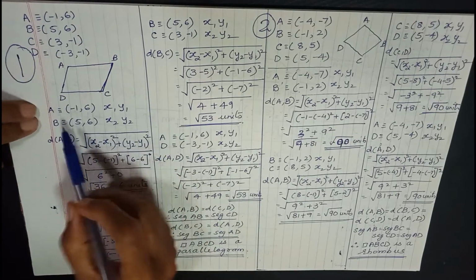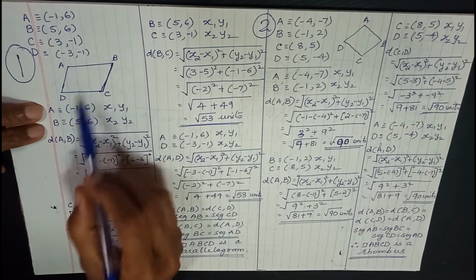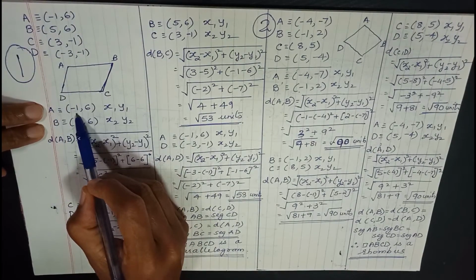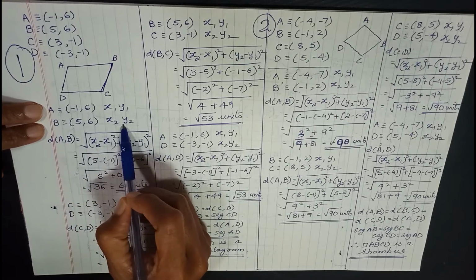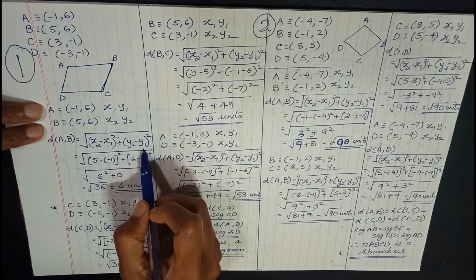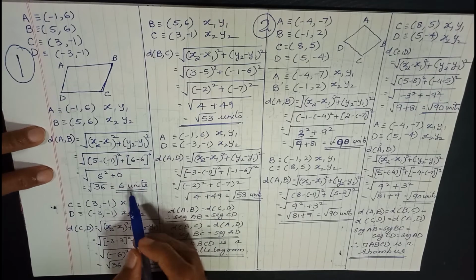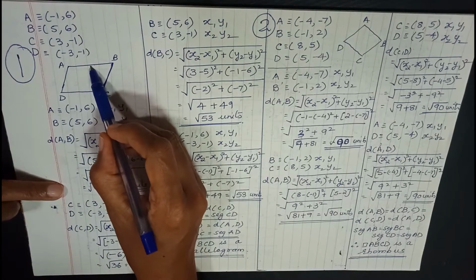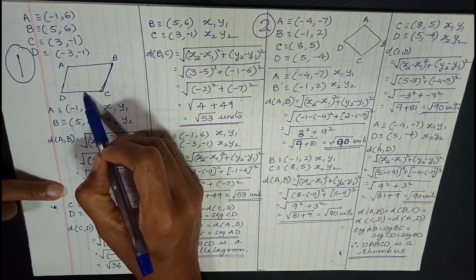So here you can see I have taken A and B first. Vertex A is (-1, 6), B is (5, 6). So my A is x1, y1 and B is x2, y2. Then using our distance formula, I have found the distance AB, which I got as 6 units. Now similarly, I want to see whether AB and DC are equal or not.